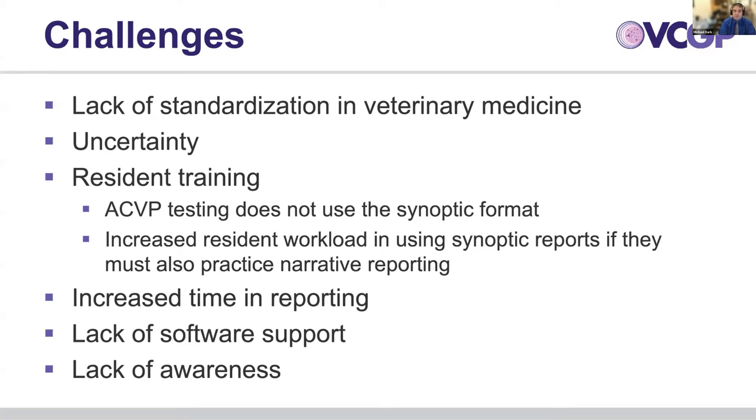But there's a concern that if ACVP requires narrative reporting for the test, how do we make sure residents get significant amounts of that if we are switching to a synoptic format? And I think there's lots of ways around that. First of all, synoptic reporting doesn't have to be yes or no. We can include narrative reports as part of synoptic reports.